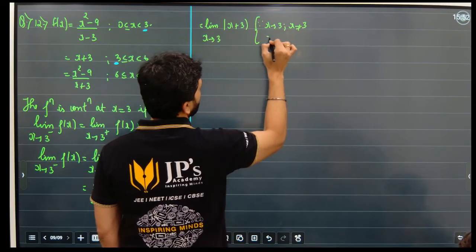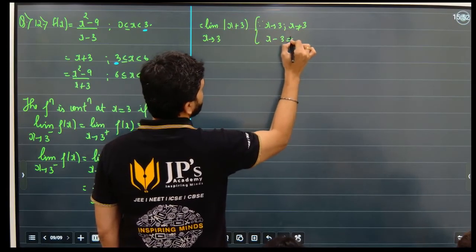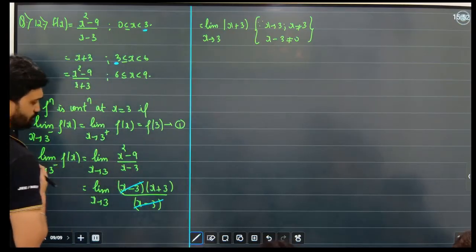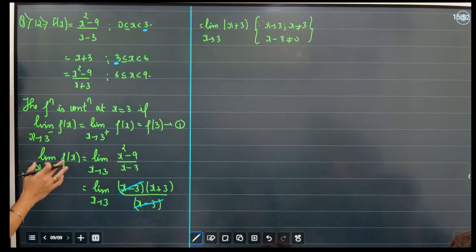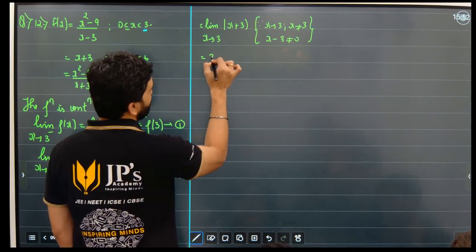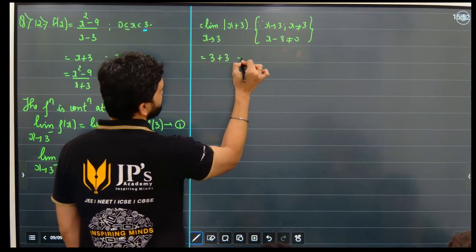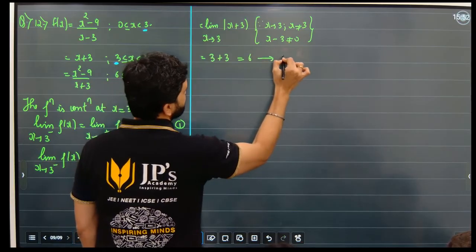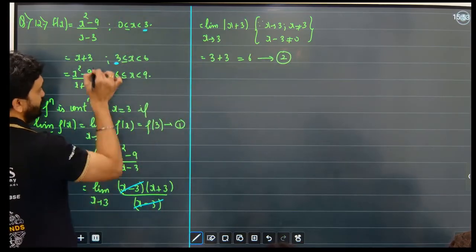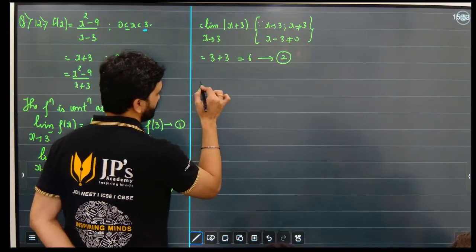x is not equal to 3 and x minus 3 is not equal to 0. Now I can directly substitute the value, 3 plus 3 which is equal to 6. This is my equation 2. So इसका answer 6 आ गया. Now let's check इसका answer 6 से क्या.